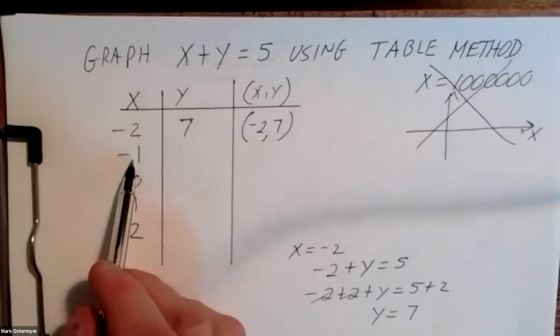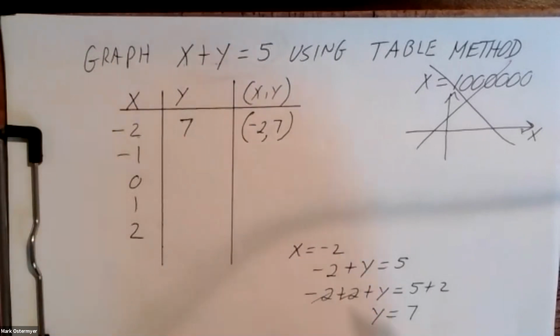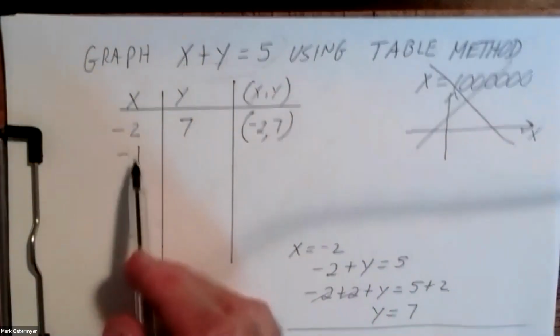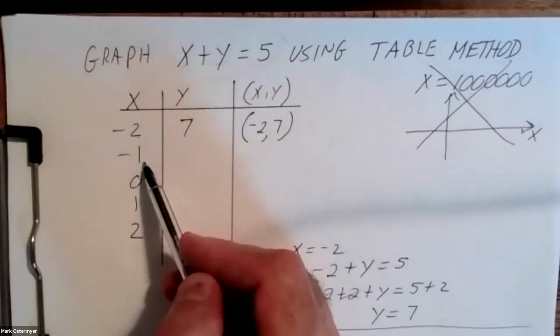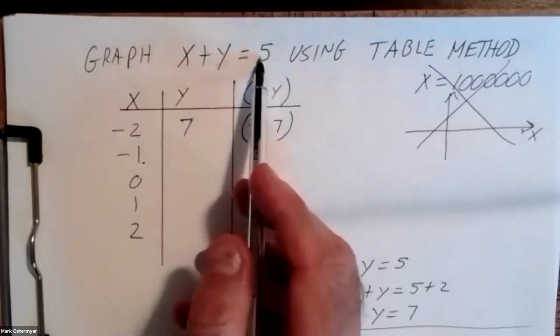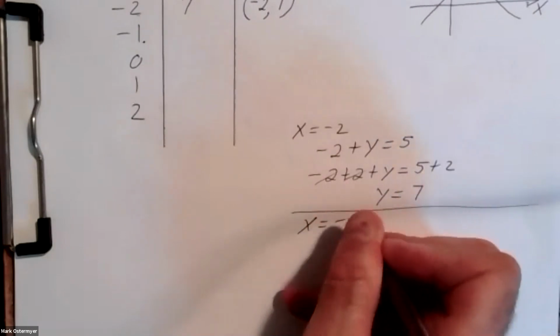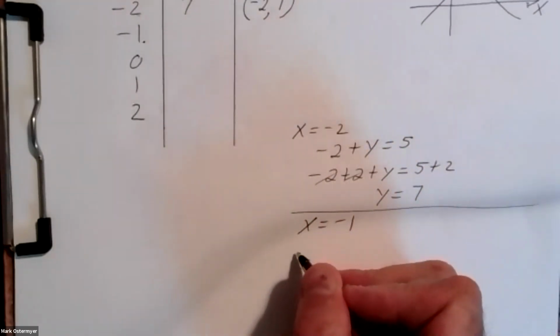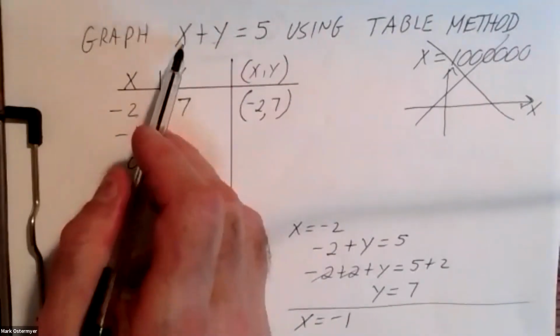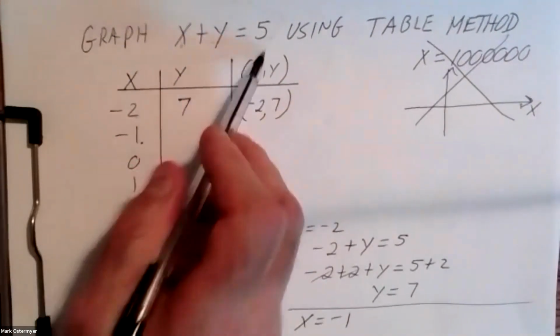Let's let x be -1 now, let's say. If x is equal to -1, what's y going to be? Take -1, substitute it in for your x variable, and then solve for y to find out. So let's let x be -1. Therefore, in our equation, we're going to replace x with -1. So we're going to have -1 plus y equals 5.